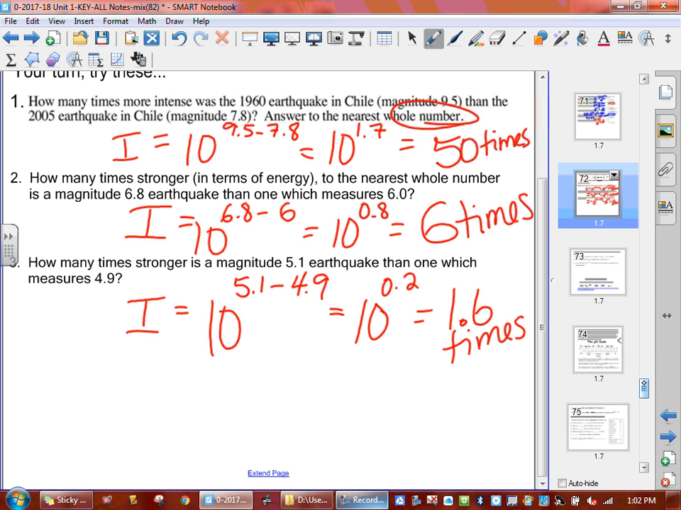Now we're going to see questions where they're going to give us the intensity and we need to solve for the size of the other earthquake.